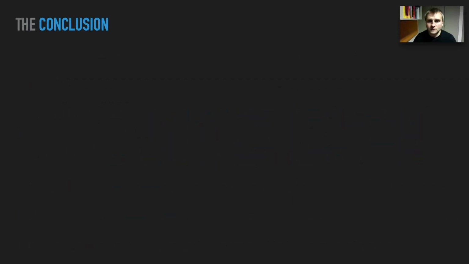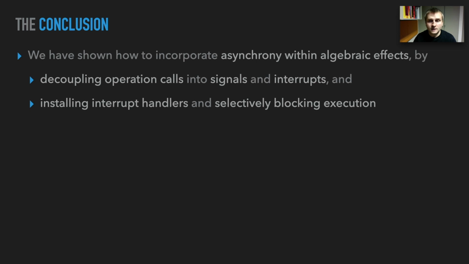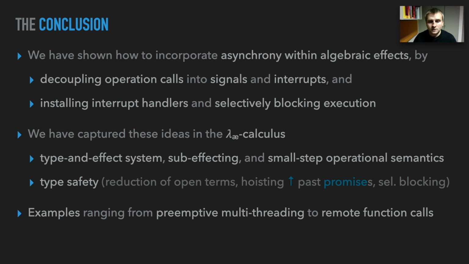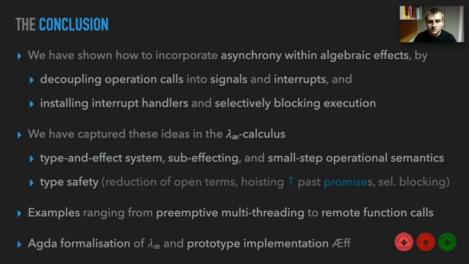In conclusion, we have shown how to incorporate asynchrony within algebraic effects by decoupling algebraic operation calls into signals and interrupts, and by allowing programmers to install interrupt handlers and selectively block the execution of their code. We have also shown how to distill these ideas into a core calculus for programming with asynchronous effects, and we have applied this calculus on a number of examples, ranging from preemptive multithreading to remote function calls and others. And finally, the paper is also accompanied by an Agda formalization of the core calculus and a prototype implementation of it. That's it for now.